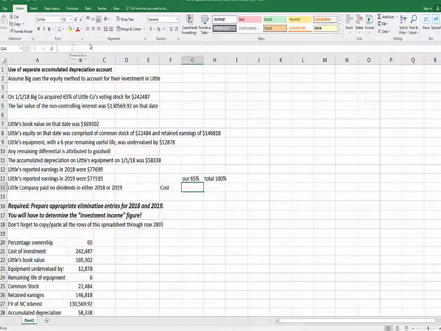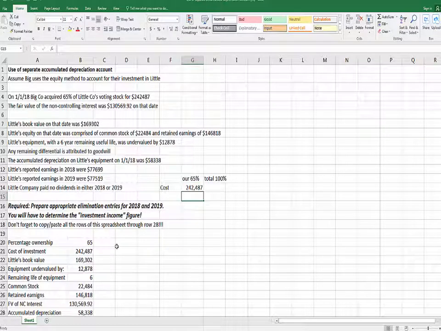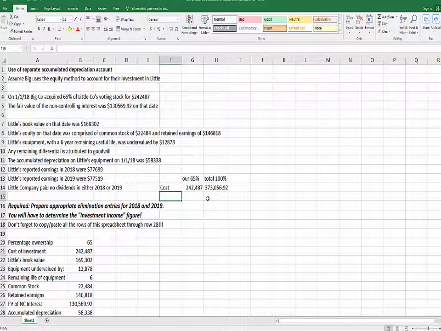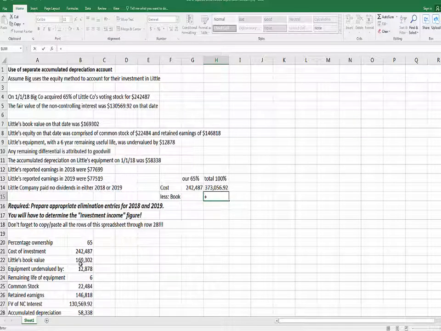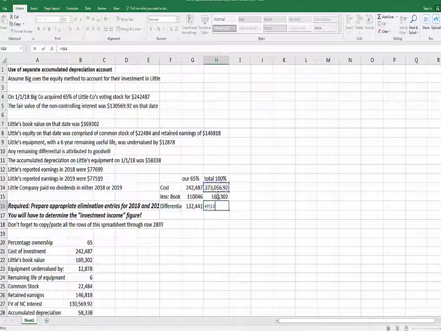So what do we have? Our cost, 242.47. Again, much easier just to use the mouse instead of typing these things manually. The total value is the cost of our share plus the fair value of the non-controlling interest, less book value given as 169,302. Our share of that, 65%. For a differential, our share, that, total, that.